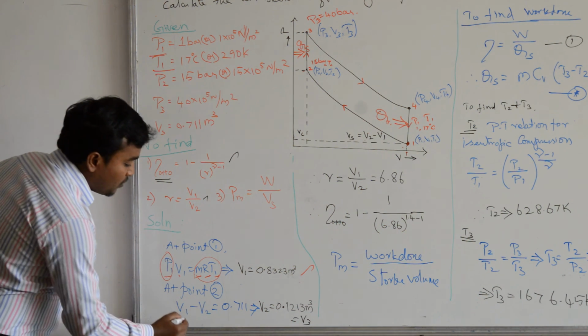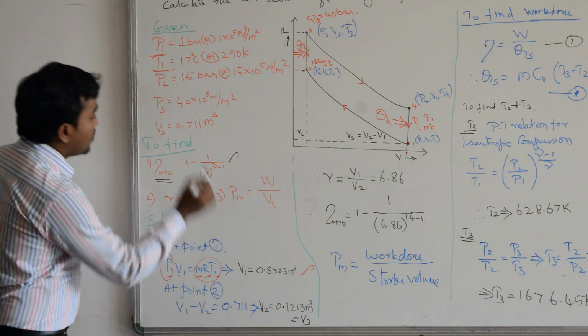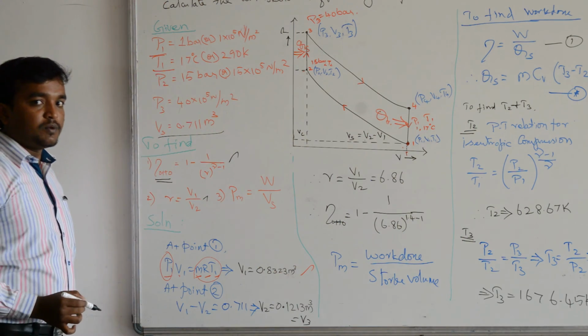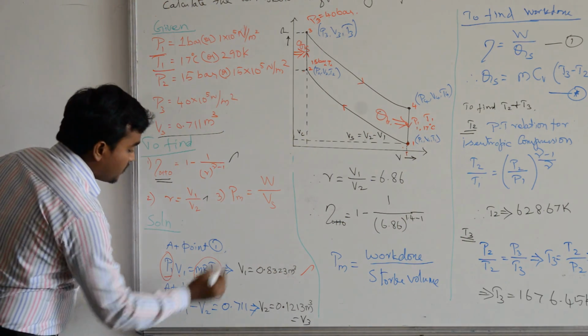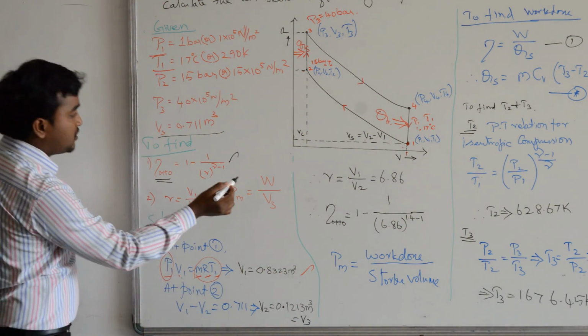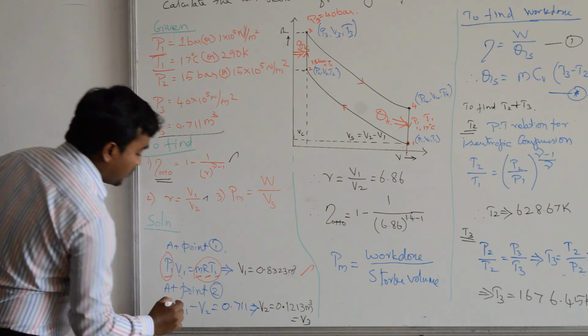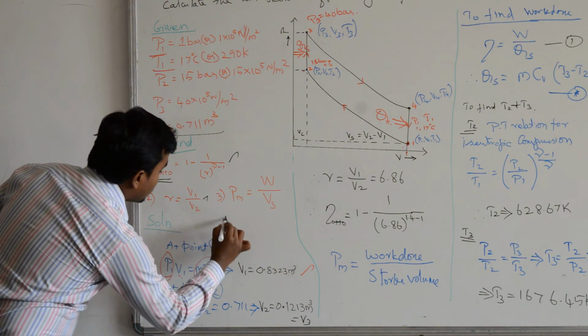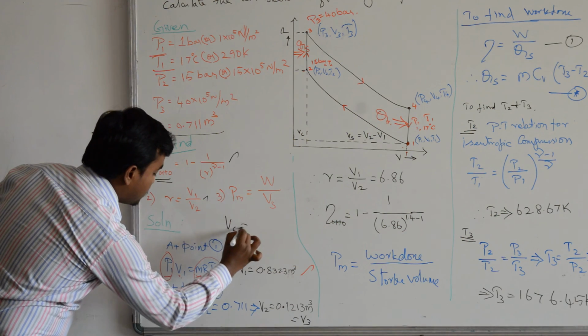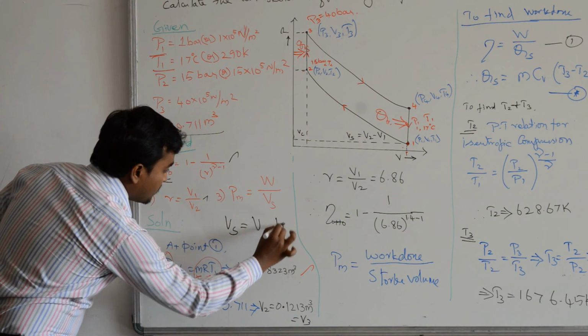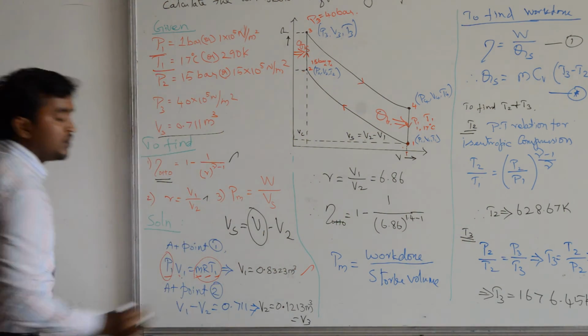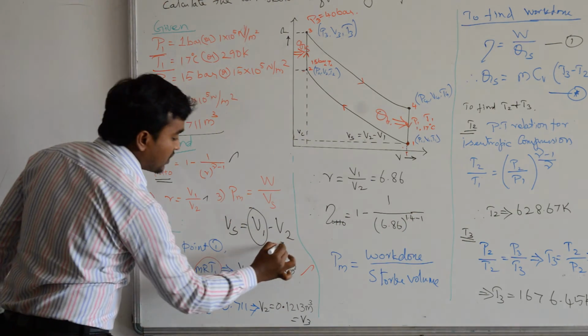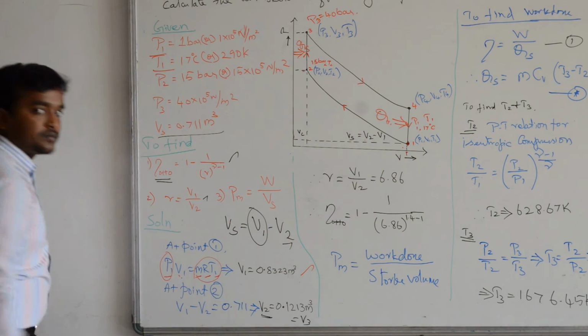At point 2, V1 minus V2 is equal to Vs, the swept volume. So we already found the V1 value; substitute the V1 value in the swept volume formula. Our formula is Vs is equal to V1 minus V2. Substitute the V1 value in this formula and we automatically get the V2 value.